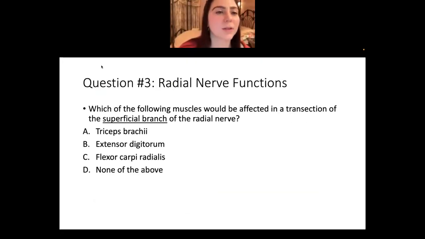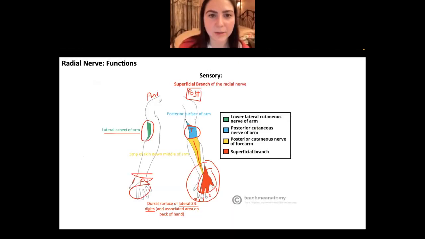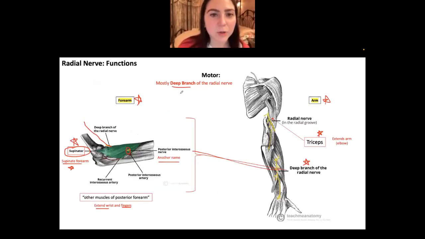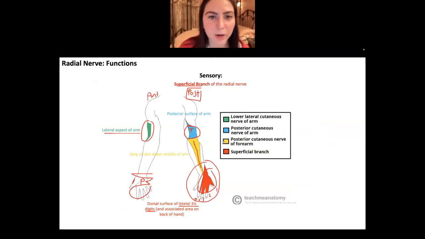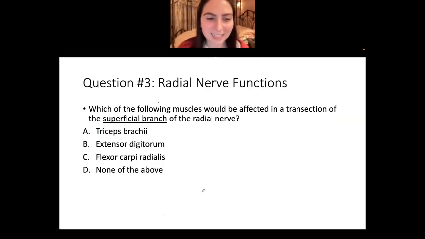All right, so the question here: which of the following muscles would be affected in a transection of the superficial branch of the radial nerve? I think I highlighted superficial branch, and I'll just go over this one with you guys. Remember that the motor is mostly the deep branch of the radial nerve, so you're going to see motor issues, versus the superficial branch, where you'd see more sensory issues. So I'm just going to give you guys this one.